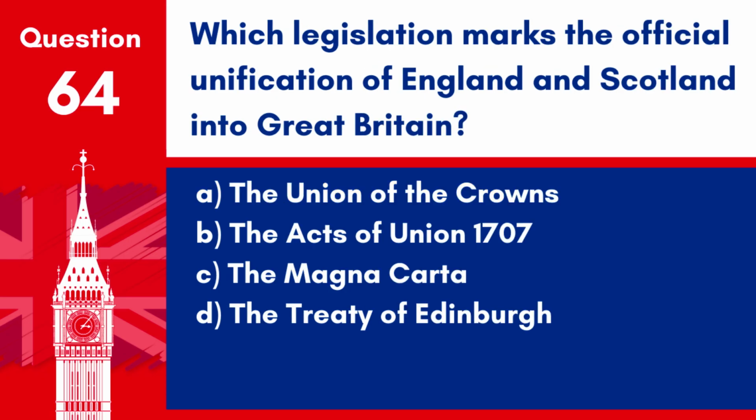Question 64. Which legislation marks the official unification of England and Scotland into Great Britain? A. The Union of the Crowns. B. The Acts of Union 1707. C. The Magna Carta. D. The Treaty of Edinburgh.